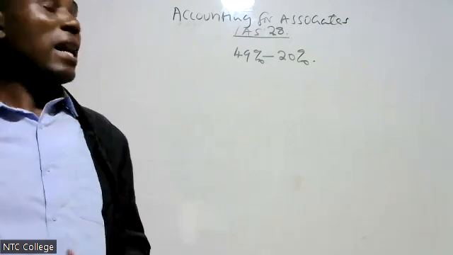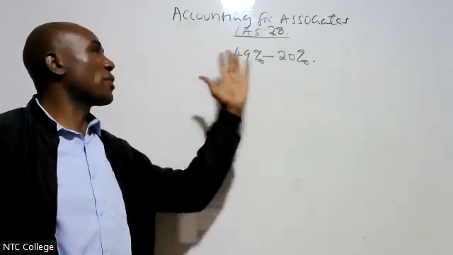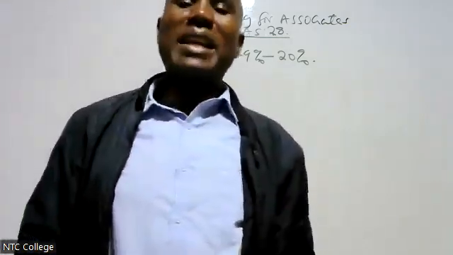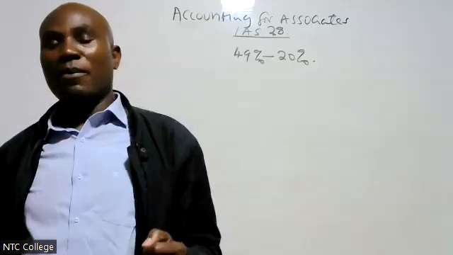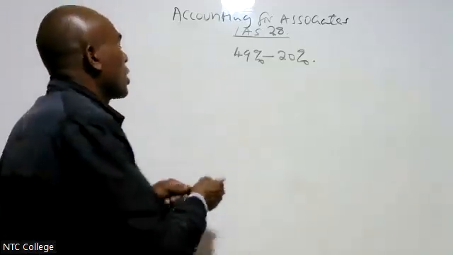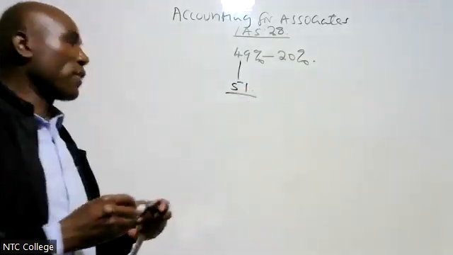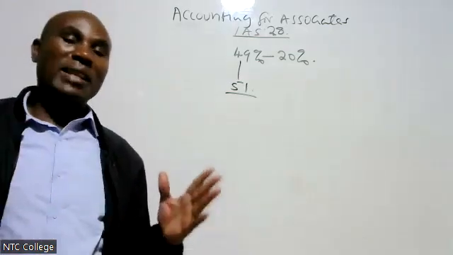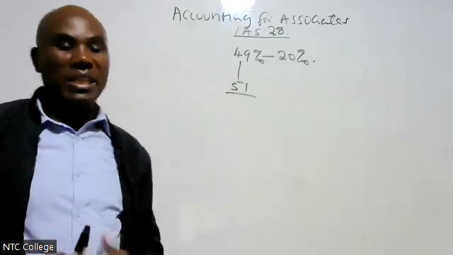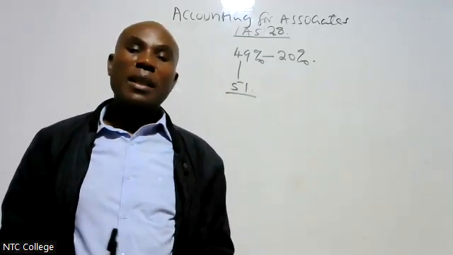And we said that an associate is where the parent company owns between 49% to 20%. Therefore, in an associate, the parent is the minority shareholder. Because if I own 49%, there is somebody else who owns 51%. Therefore, in that regard, we are the minority shareholder.